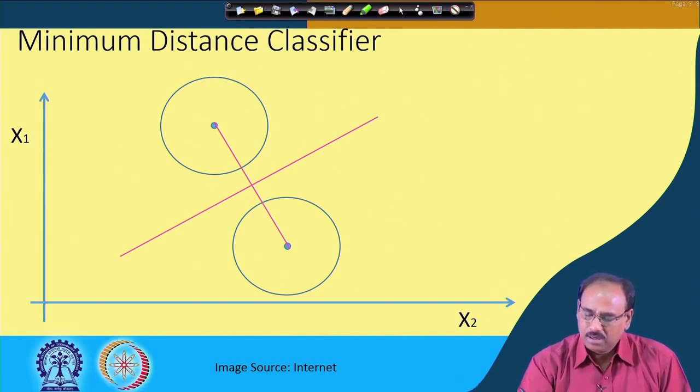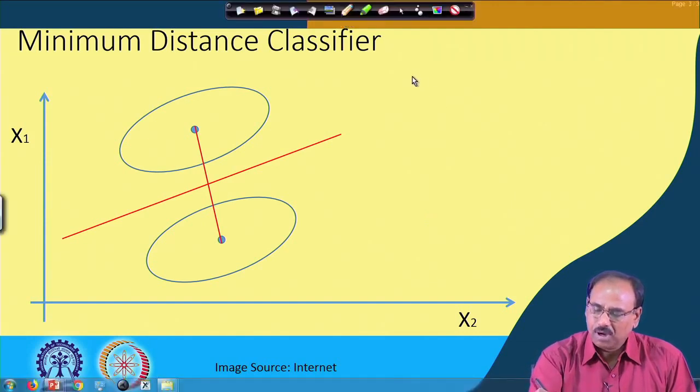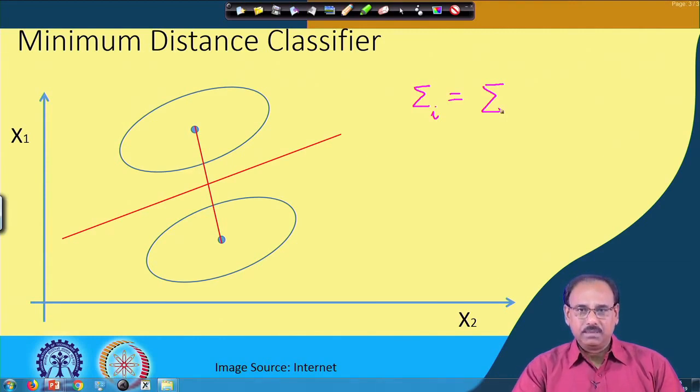where we have assumed that sigma I is of the form sigma. That means the covariance matrix of all the classes are the same, but the components of the feature vectors may not be statistically independent. That means the off diagonal elements of the covariance matrix may be non-zero.